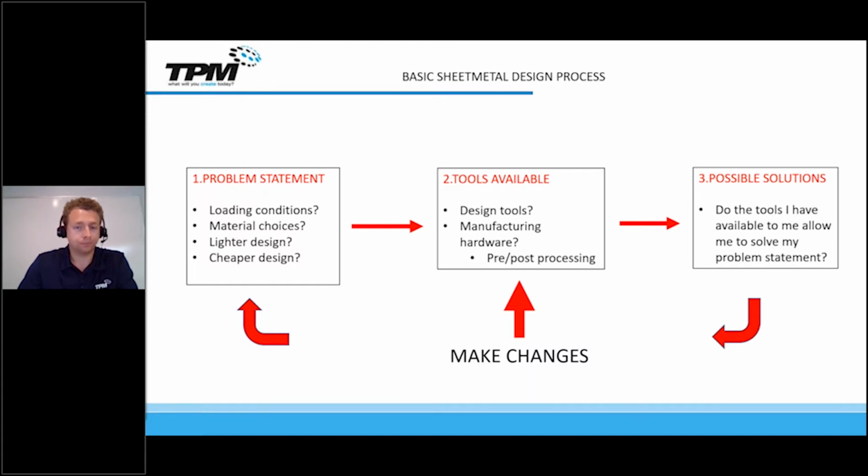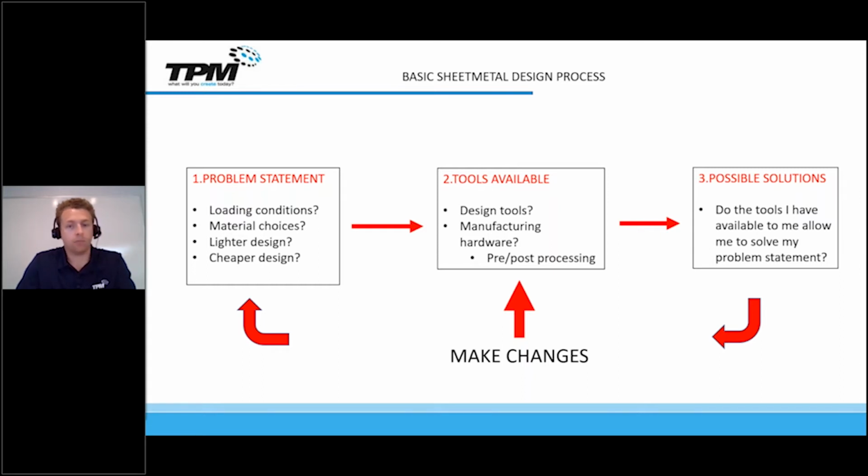Number two, determining what tools you have available to you. Do you only have a hammer and a bench vise available to you? Or do you have a CNC press brake? Do you make your designs on the back of a napkin? Or do you use SOLIDWORKS to design your sheet metal parts?